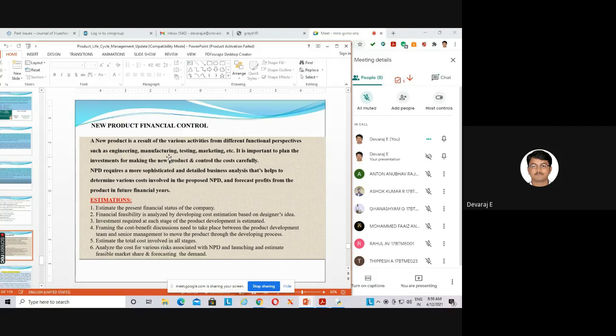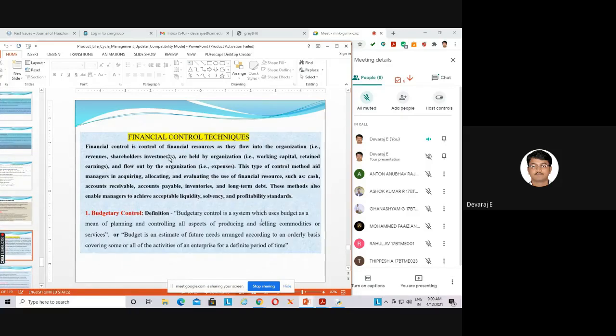And always you should estimate the market share of your company. How much is the market share today? If you develop a new product and send it to the market, will the market share of your company increase or decrease? So always try to estimate feasible market share and forecast the demand. Demand means the demand of the product, and the demand of the product should always increase. Forecast means you should analyze how much demand this product will have in the next year. That is very, very important.